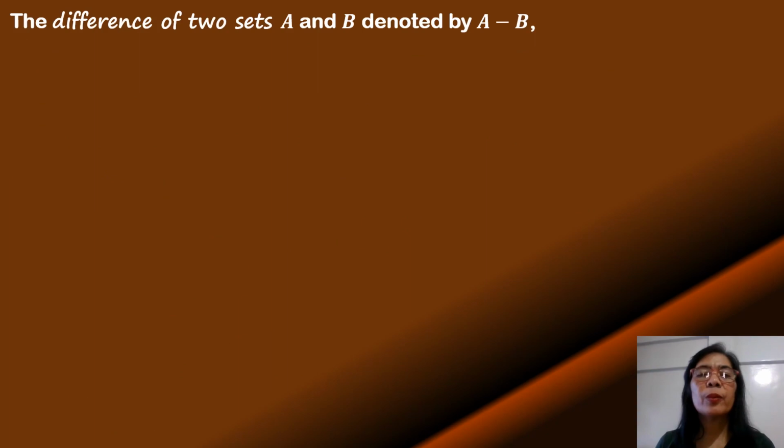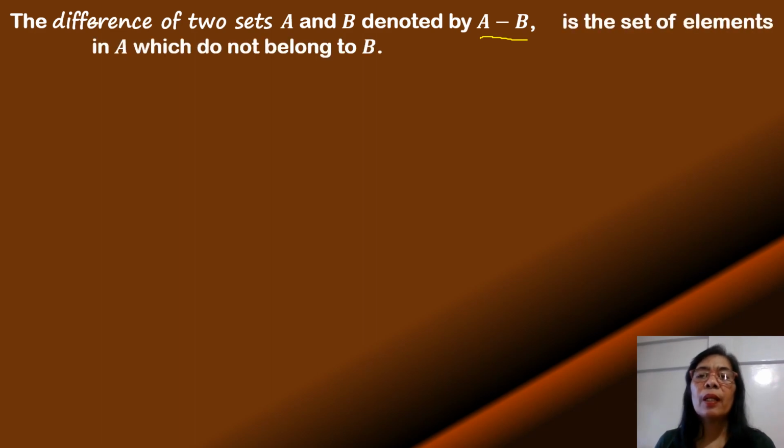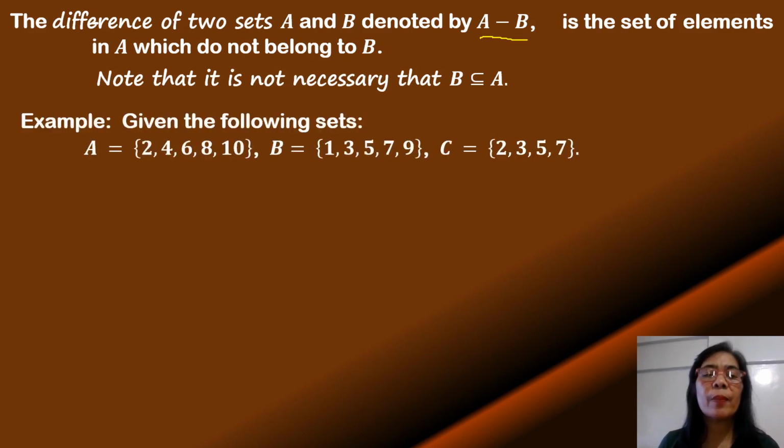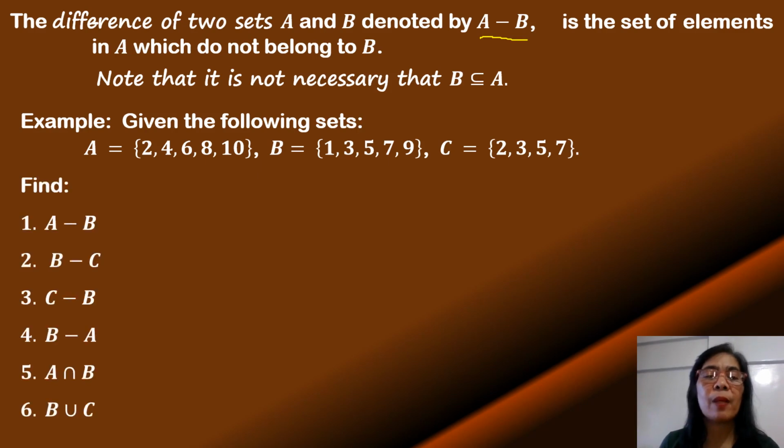The difference of two sets A and B is denoted by this symbol. This is A minus B. Is the set of all elements in A which do not belong to B. Okay, take note that it is not necessary that all elements in B are found in A. Let us have this example. A has elements 2, 4, 6, 8, and 10. B is a set whose elements are 1, 3, 5, 7, and 9. Set C has elements 2, 3, 5, and 7.